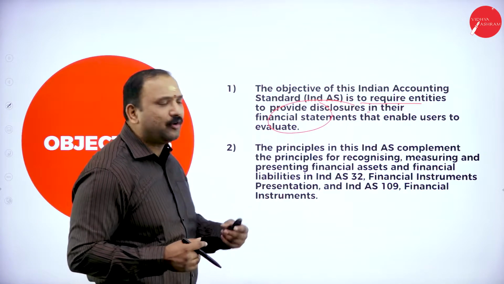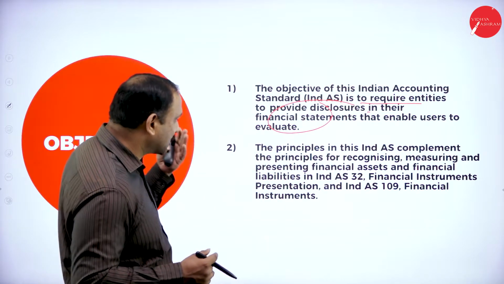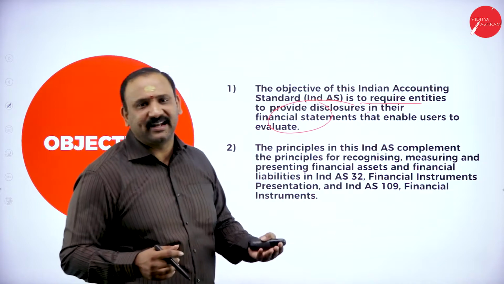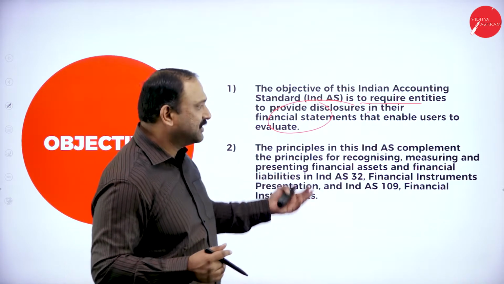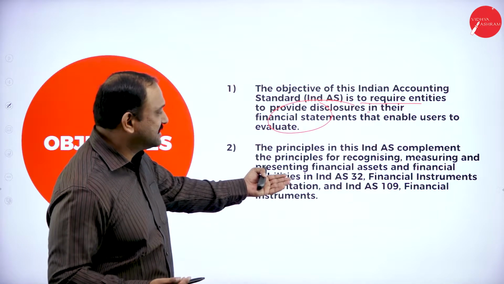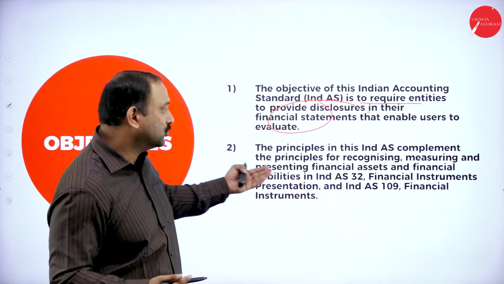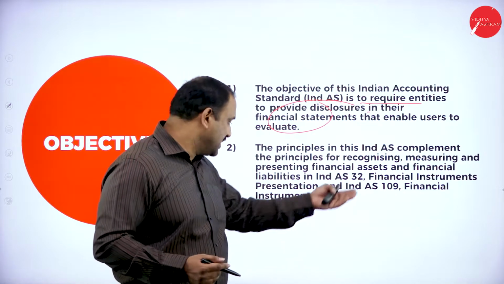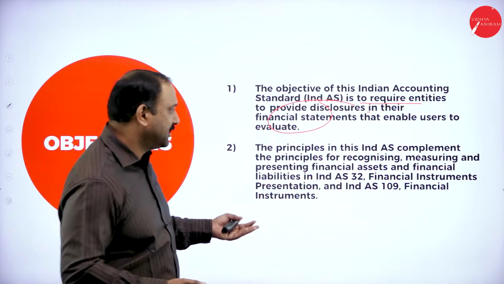The principle of the Indian accounting standard is to complement the principles for recognizing, measuring and presenting financial assets and instruments, which are listed in Indian Accounting Standard 32, Financial Instruments: Presentation, and that of the financial factors that we have been speaking about.